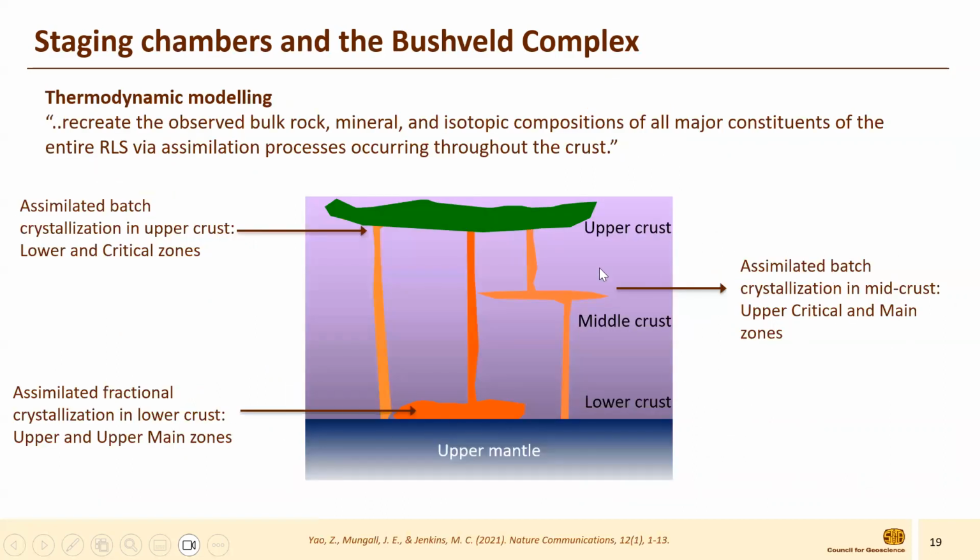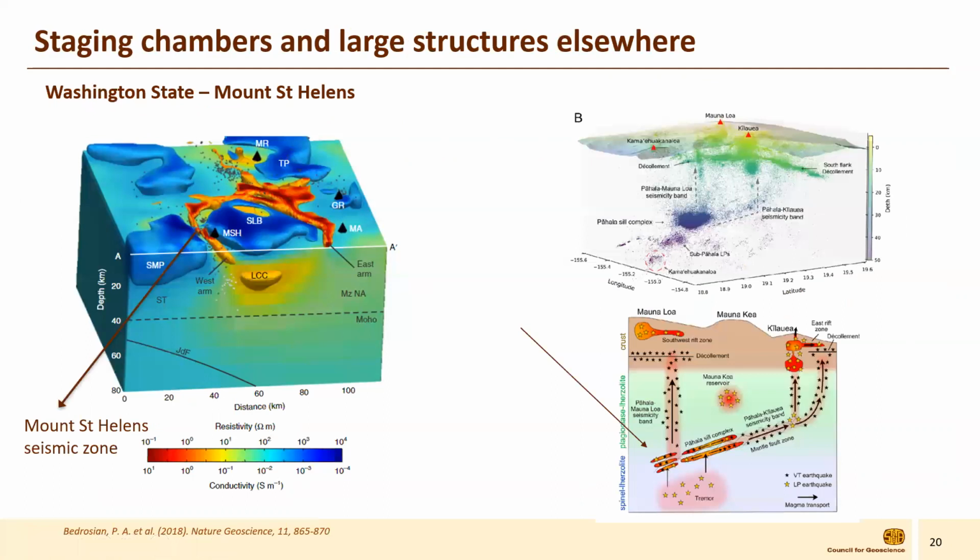This is Yao's work based on thermodynamic modeling, where he wants staging chambers in the upper and the lower crust and mid crust. We definitely see this, and this is totally possible. We can put these kinds of things in our gravity model and fit the data. It's just not required. What do we see elsewhere?